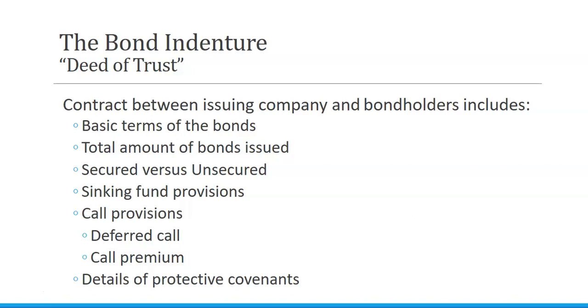Protective covenants are the part of the loan agreement that limits actions the company might be able to take during the time of the bond provision. For example, they might have to limit the amount of dividends they pay out to guarantee that they have enough money available to pay these bonds. They might not be able to sell any major assets, especially if they're secured bonds. There's a wide variety of things that can be part of that protective covenant.